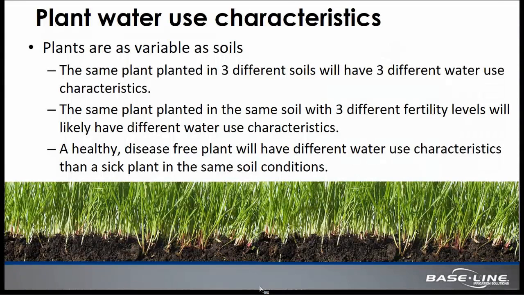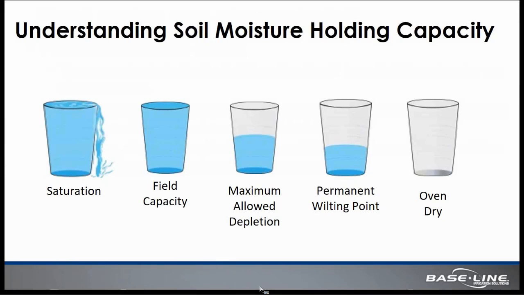When we look at plant water use characteristics, the plants that are planted in different soil mediums are as variable as the soils themselves. If you plant the same plant in 3 different soils, it may have 3 different water use characteristics. The same plant planted in the same soil with 3 different fertility levels will have different water use characteristics. And if we consider the health of a plant, a healthy disease-free plant will have different water use characteristics than a sick plant in the same soil conditions. So there are many things to consider when we're mixing soil structure and plant material.